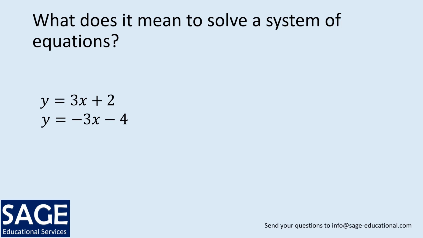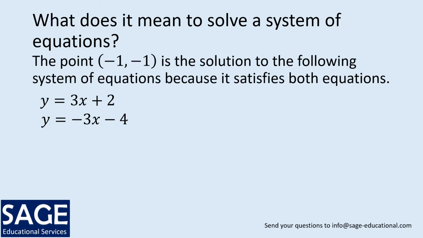So let's take a look at this example. We have two equations, y is equal to 3x plus 2 and y is equal to negative 3x minus 4. And the solution to this set of equations is the point negative 1, because that point satisfies both equations. Let's see how that is so. I'm going to take the first equation and substitute x is equal to negative 1 in there. When I solve this, I get negative 3 plus 2, which is negative 1. So the point negative 1 satisfies the first equation.